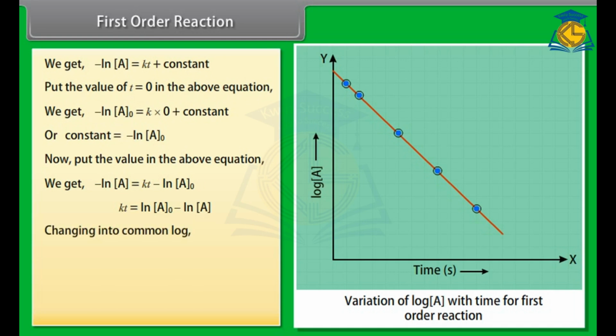Changing into common log, we get kt is equal to 2.303 log A naught upon A. It can be written as k is equal to 2.303 upon t multiplied by log A naught upon A.